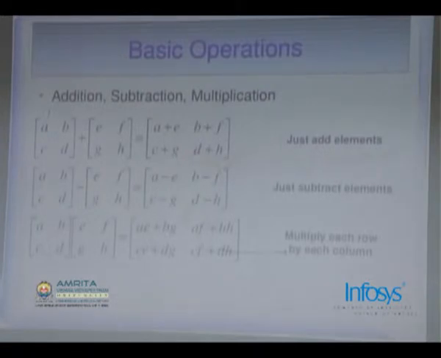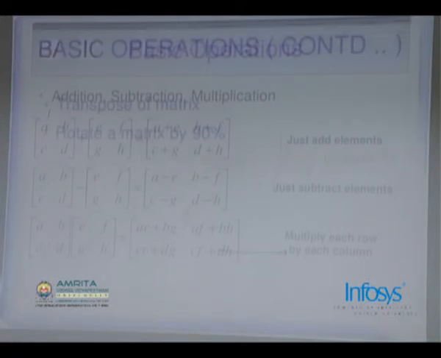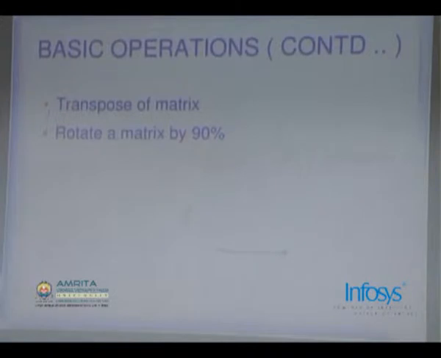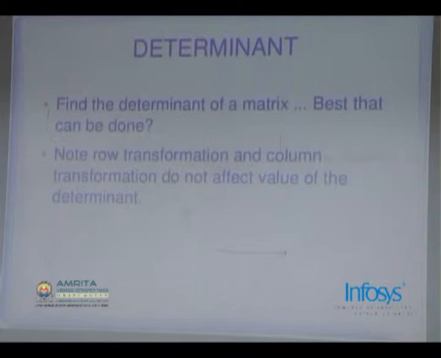There are very few basic operations which are defined on matrix. Addition, you can see how it is. Subtraction, multiplication. I do expect that you would know how to do a matrix addition or subtraction or matrix multiplication, so I won't be covering this. Even this thing, you know how to transpose a matrix? How to rotate a matrix by 90 degrees? Okay.